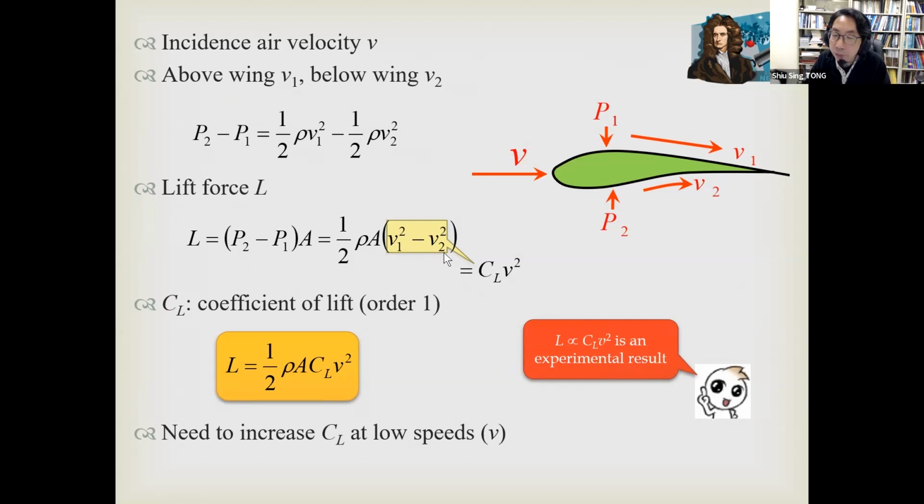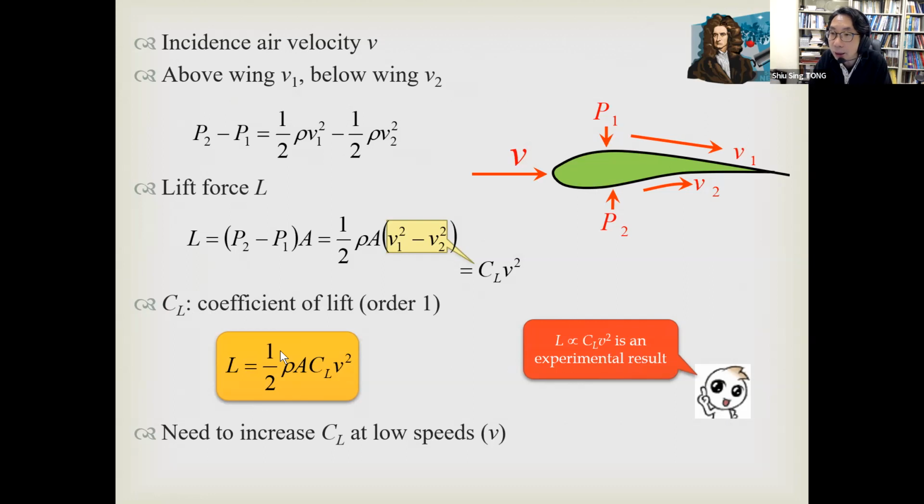So in that case, we can define a proportional constant, which is known as CL. V1 squared minus V2 squared, we can write as CL V squared. And CL is a coefficient called the coefficient of lift. It depends on the cross-sectional shape of the wing and also the angle of attack. Okay. And so we can write the lift force as half rho A CL V squared.